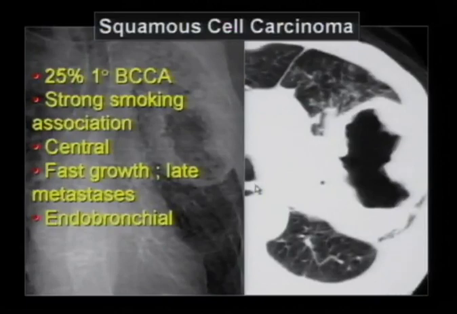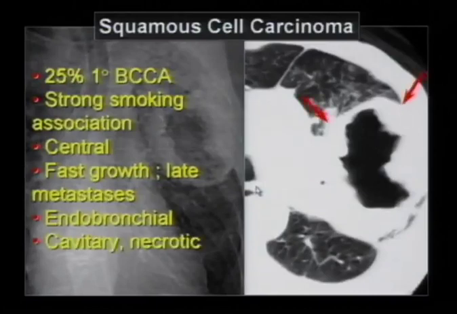When you see an endobronchial lesion that turns out to be a bronchogenic carcinoma, it's usually squamous cell. It's the one that can get cavitary, and it's the one that can show central necrosis, more common than the other varieties. Pretty obvious what we're dealing with here, a very large cavitary mass. And I'll also discuss this in the unknown case session tonight.